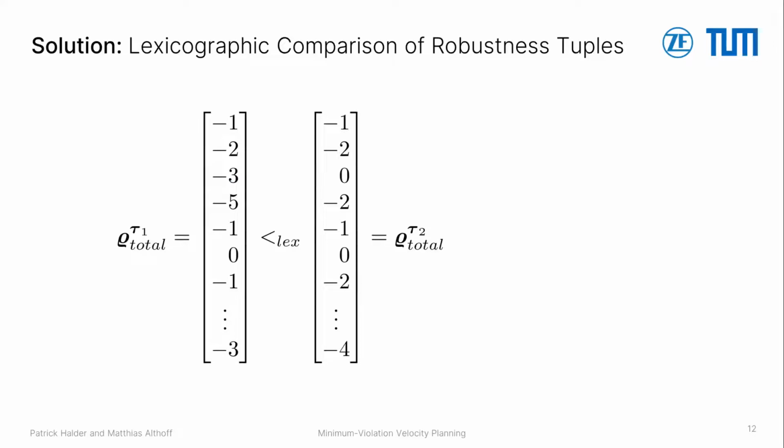As already explained, instead of using scalar cost values, our A* algorithm uses the robustness tuples. In order to find the optimal trajectory, the algorithm compares these tuples lexicographically. Presented here are two example tuples where the robustness tuple corresponding to trajectory tau1 is lexicographically smaller than the one corresponding to trajectory tau2, and thus tau2 is better than tau1 as tau2 violates the rules lexicographically less than tau1. But you can already see an issue here.